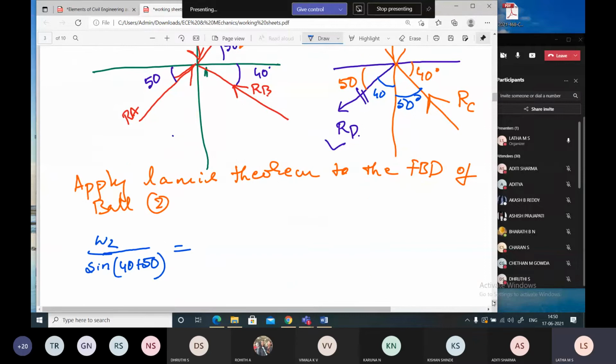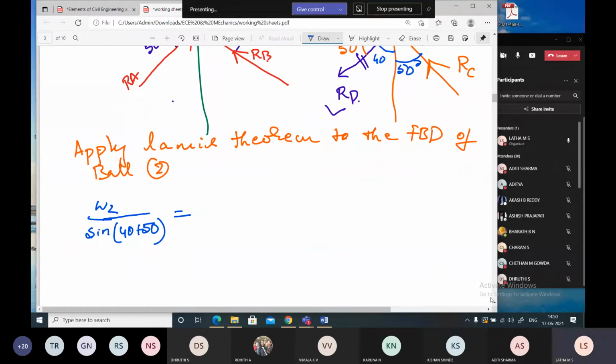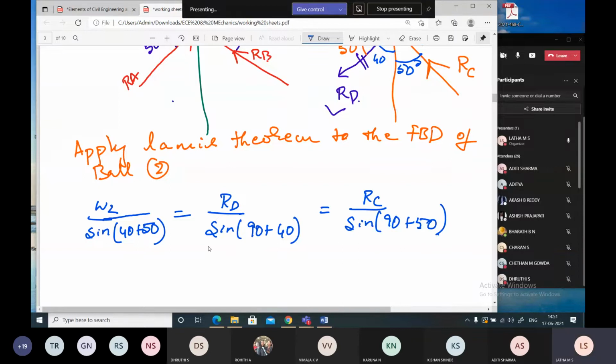Now tell me, next. RD by sine of 40 plus 90. Then RC by sine of 50 plus 90. Yes, calculate.